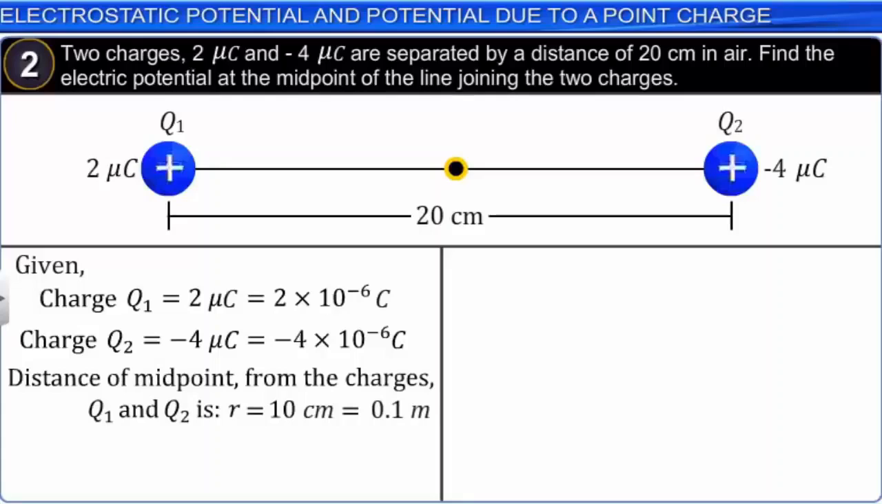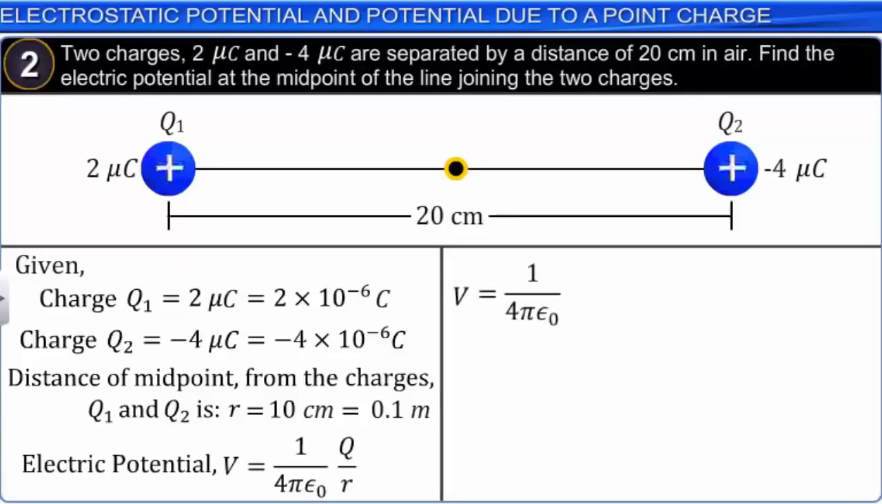At the midpoint of the line joining the charges, the potential is V is equal to 1 by 4 pi epsilon naught into Q1 by r plus Q2 by r. Substituting the values of the various given quantities and simplifying, we get V is equal to minus 18 into 10 raised to the power 4 volt.